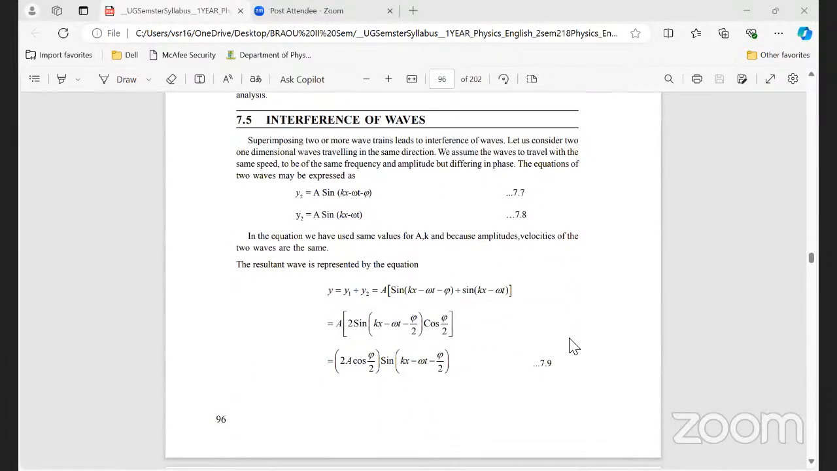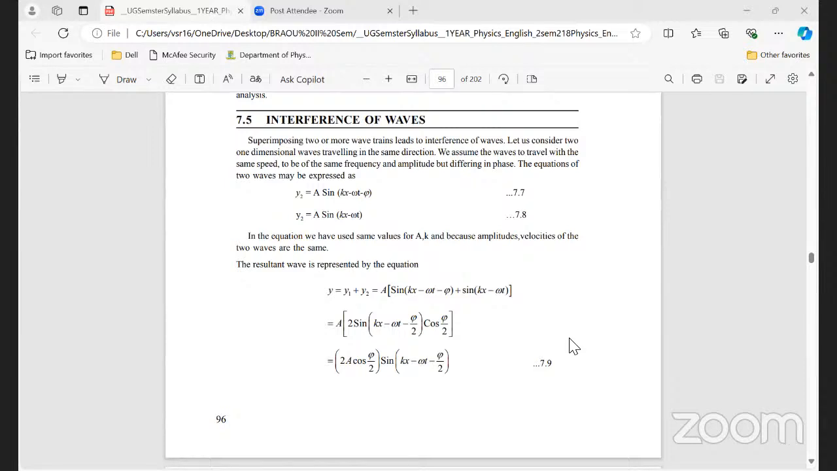Next, interference of waves. What do you mean by interference? Generally, when two persons are discussing a point and some other person is involved between them, the other person immediately says, we are discussing another issue, why are you interfering? Like that, generally we can say.